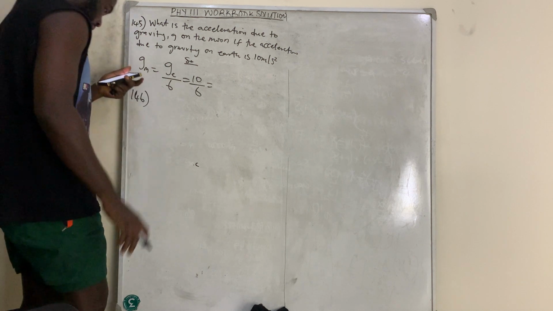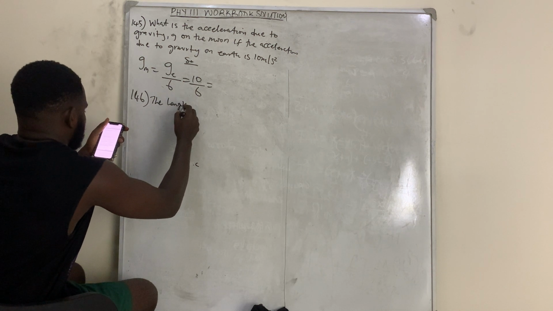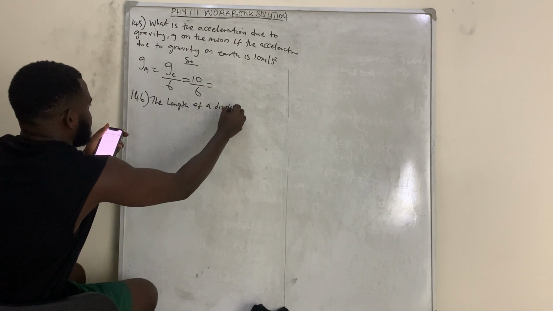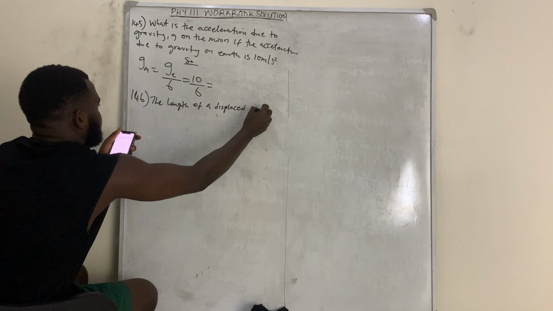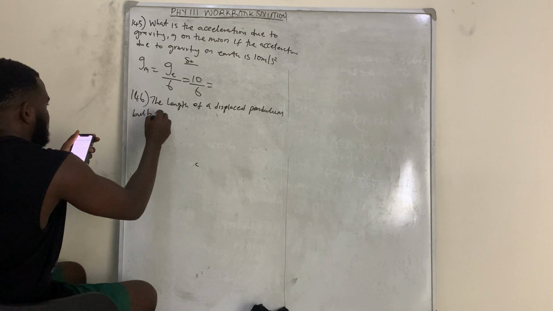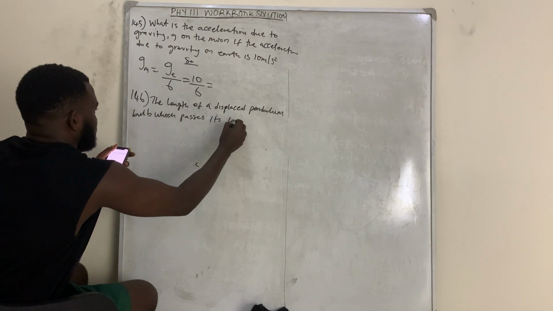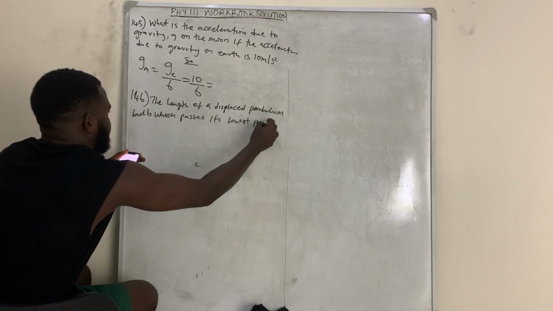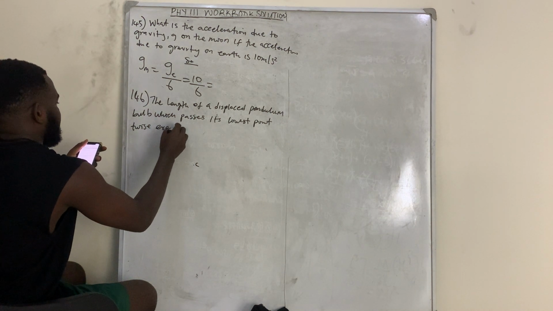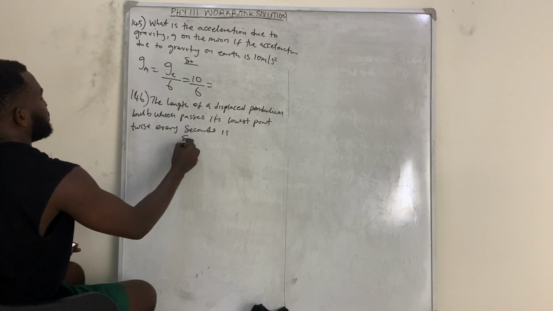Question 146 said that the length of a displaced pendulum ball which passes its lowest point twice every second is. Okay, now solution.